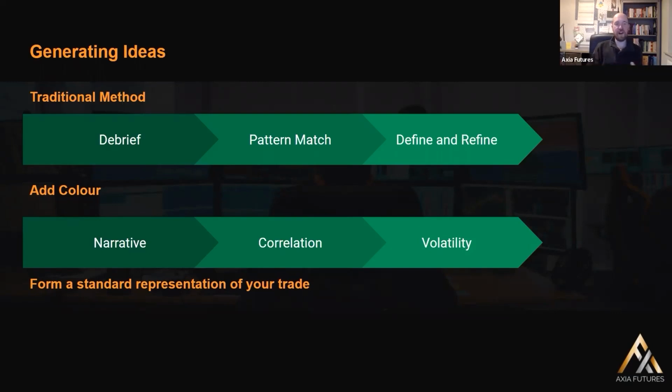And so you can then start adding color to any kind of debrief, and you get to enhance the way you approach things and make it dependent on correlation and volatility as well. So you can constantly add more and more information. But the whole point of this sort of very standard methodical approach is that you create a very clear representation of what your trade is.